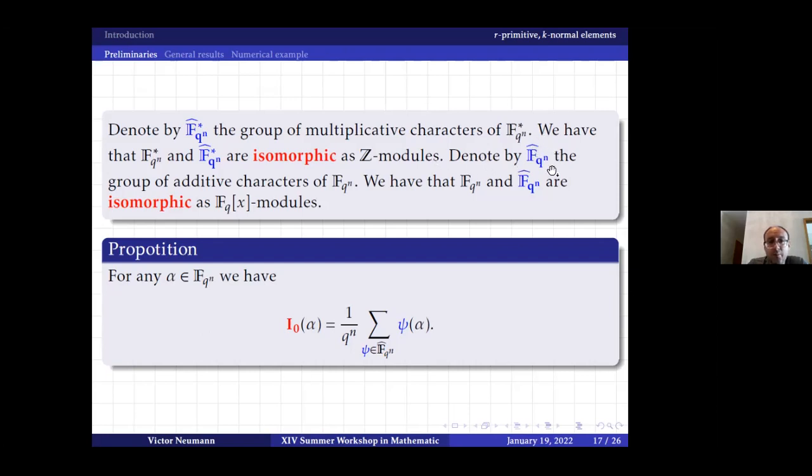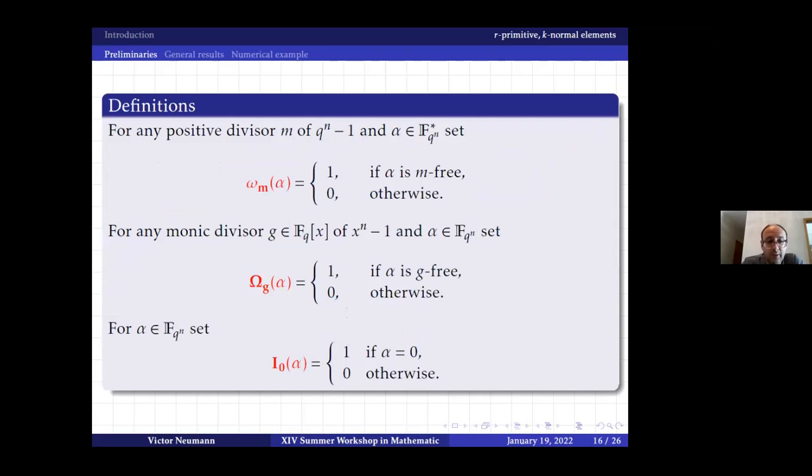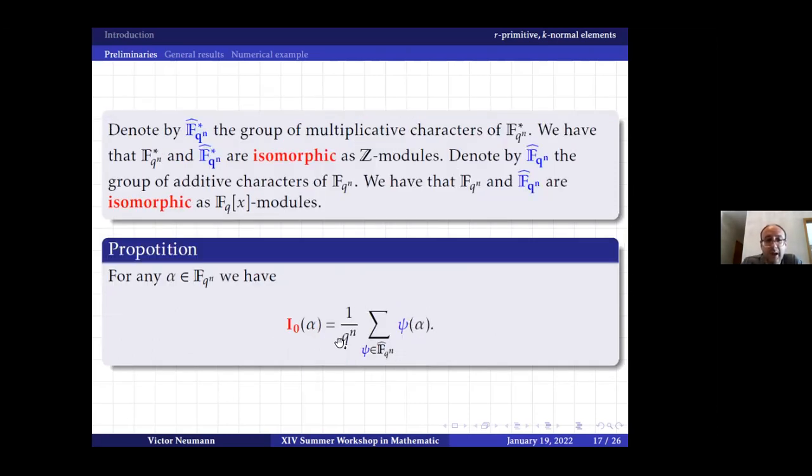And in the same way, we define the group of additive characters of Fq^n. So this is an additive group. The elements here are the maps from this additive group to the multiplicative group of complex numbers. And we also may prove that these two are isomorphic as Fq[x]-modules. Here we do the sum over all the additive characters on an element alpha, and this is equal to 0 except if alpha is 0. If alpha is 0, this is equal to 1. So this is a way to calculate this using additive characters.